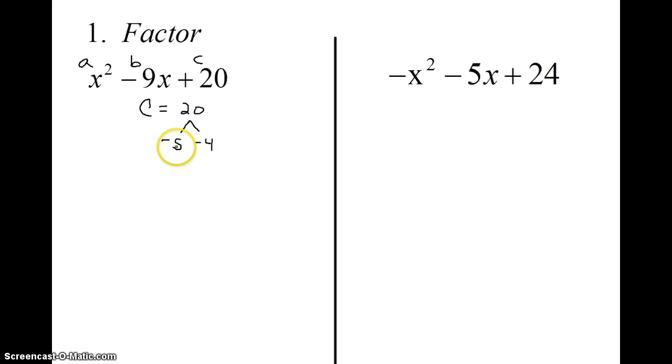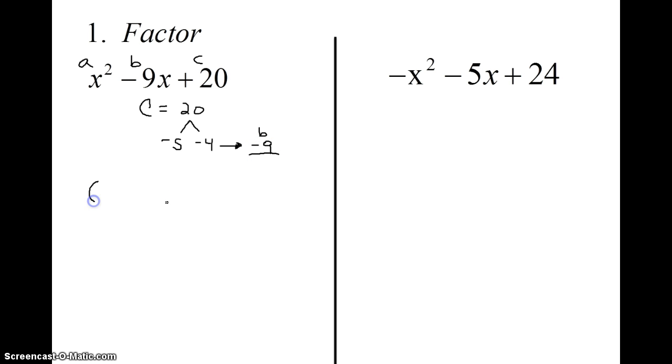You can check: when you multiply negative 5 times negative 4, that's going to give you positive 20. And when you add the numbers, negative 5 minus 4, I'll put a little arrow over here saying that when you combine, you're going to get negative 9. And you have to check this number is your value b. So let me put a b up here. We're good. We got the middle number.